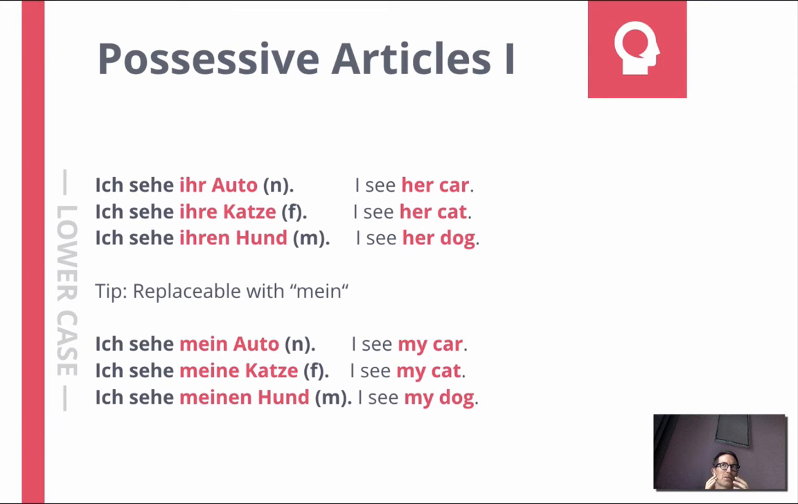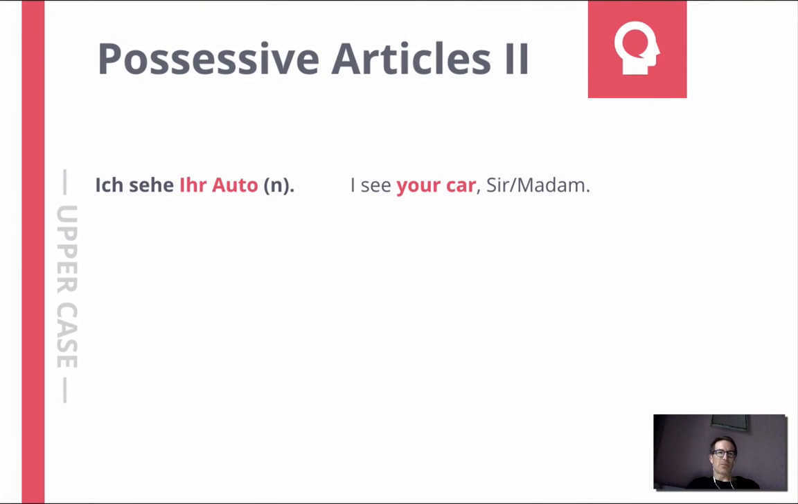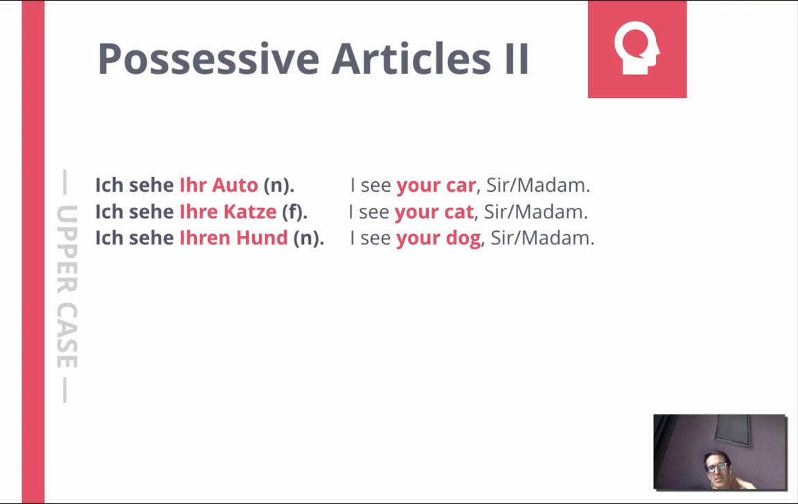So mein we are much more familiar with because we see it more often. We talk more often about our stuff than your guys' stuff. Yeah, so replacing it with mein might give you a good indication on which ending to use and whether you use the right kind of ihr. Now, just the same with capitalized Ihr. The translation varies, but that's it. And it could also be used with sirs and madams. I haven't added this yet, but I will do it later. And the endings are the same, whether it's capitalized or not. So once you know your endings and your cases and your genders, you'll be fine with this.